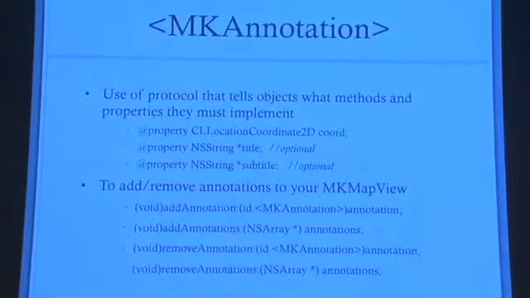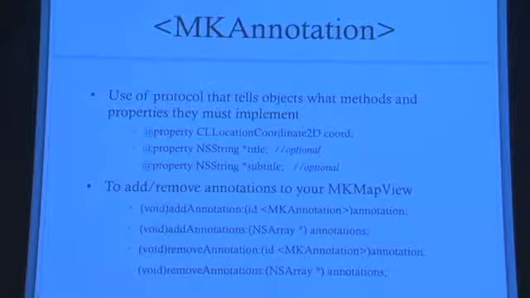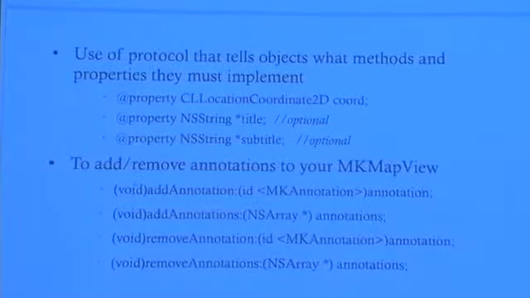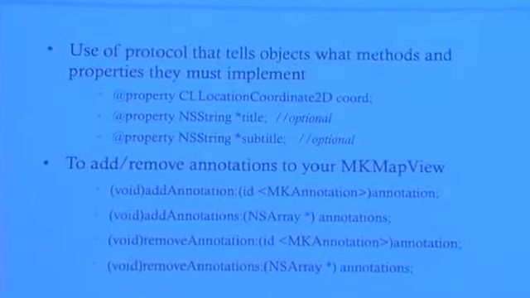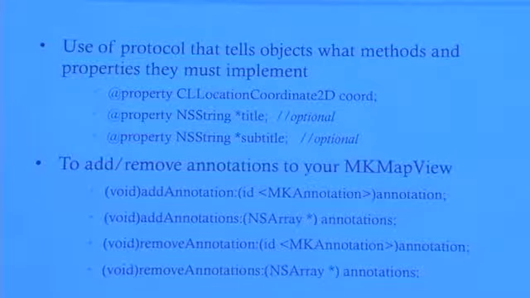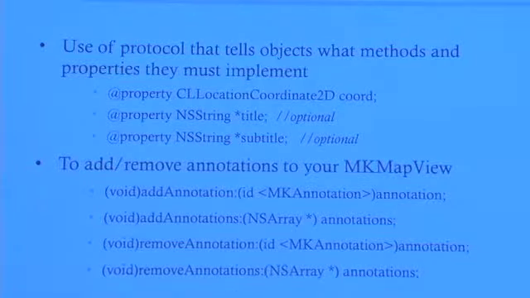So the MKAnnotation protocol, this is used by those pins, the annotation objects, and this tells the objects what methods and properties they have to implement. So they all need to have a coordinate, which obviously you need to know where to be able to put it. And then the optional properties are a title and a subtitle. And to add or remove annotations to your map view, you would do add annotation. You could add a single one, or you could add annotations, and you could add a whole array of annotations. Similarly, there's a remove annotation and remove annotations.